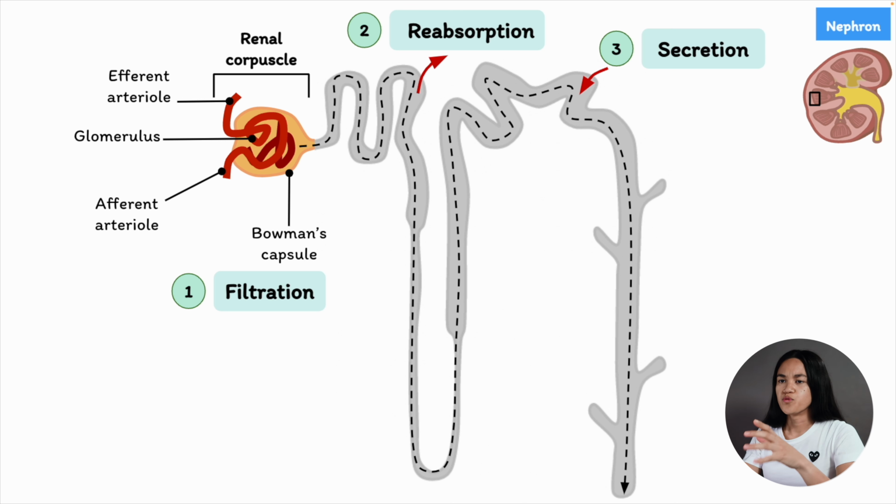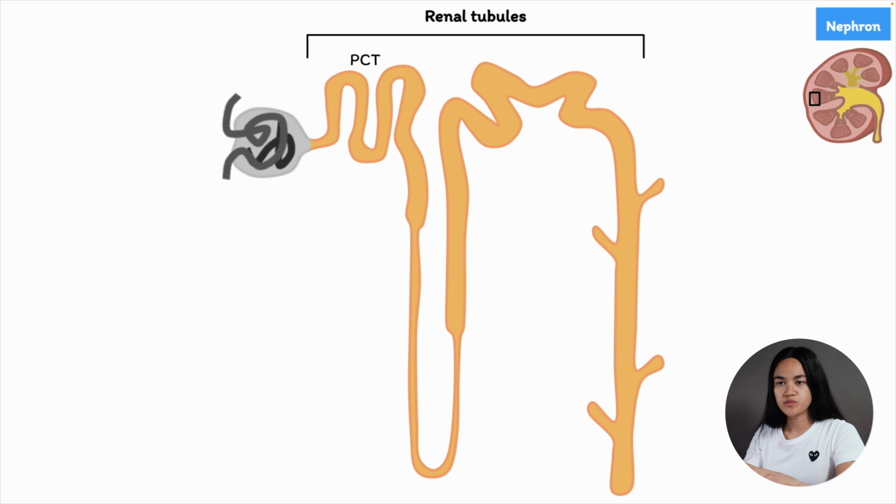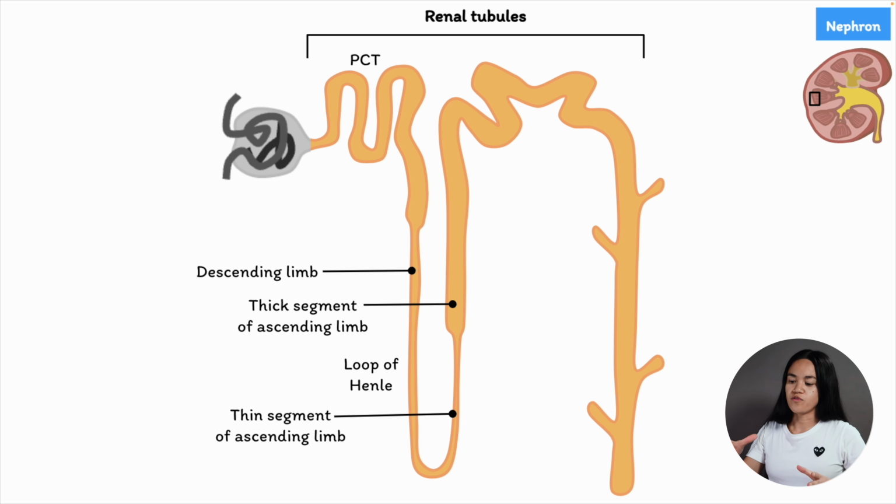And with the renal tubules, we have the proximal convoluted tubule, which is this part here that connects with Bowman's capsule, the loop of Henle. Now, the loop of Henle is short for cortical nephrons, whereas for juxtamedullary nephrons, the loop of Henle goes all the way down to the renal medulla. Then comes the distal convoluted tubule, and finally, the collecting duct.